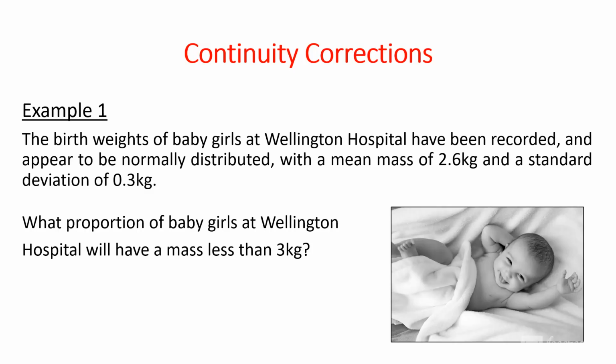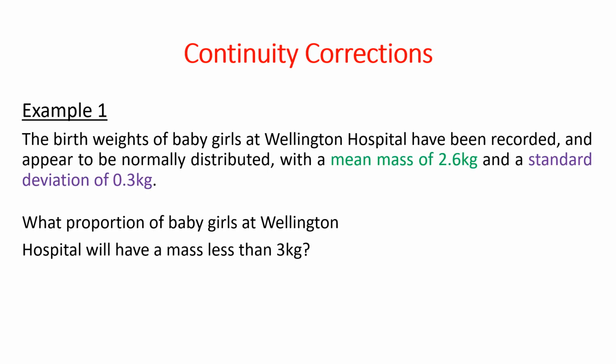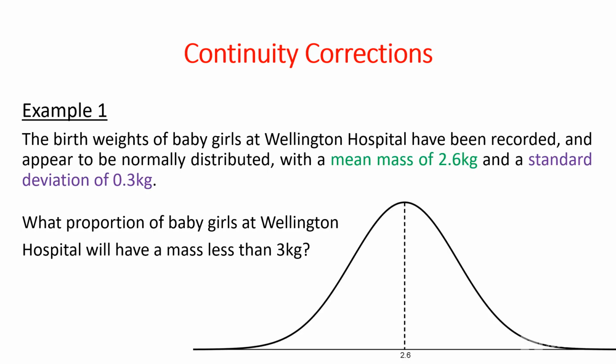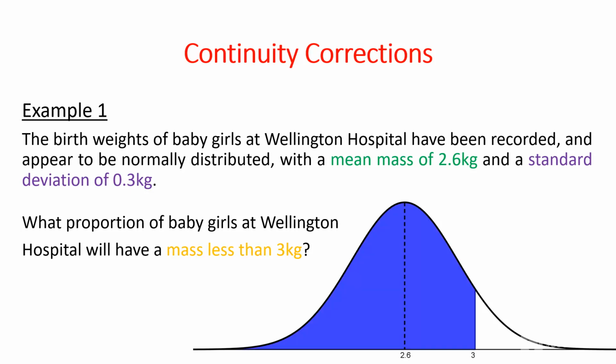Straight into example 1. The birth weights of baby girls at Wellington Hospital have been recorded and appear to be normally distributed with a mean mass of 2.6 kilograms and a standard deviation of 0.3 kilograms. We're going to work out what proportion of baby girls at Wellington Hospital will have a mass less than 3 kilograms. Alright, so our mean is 2.6, standard deviation of 0.3. Let's set up our normal distribution curve, and we want the proportion of babies that are less than 3 kilograms.